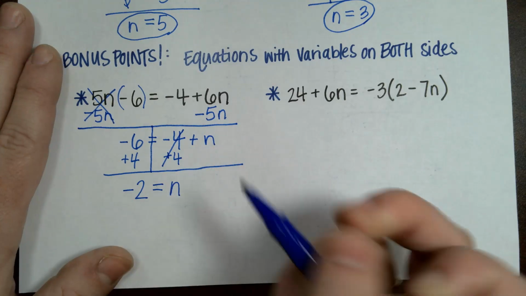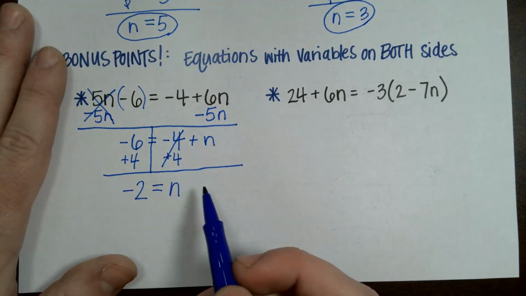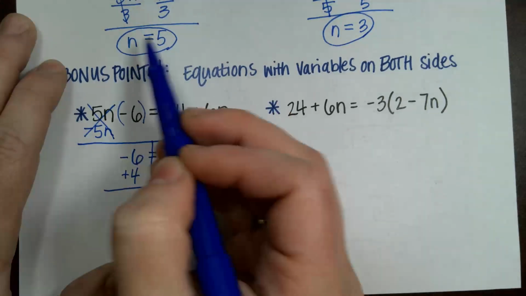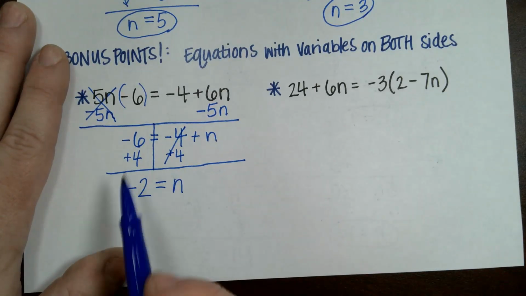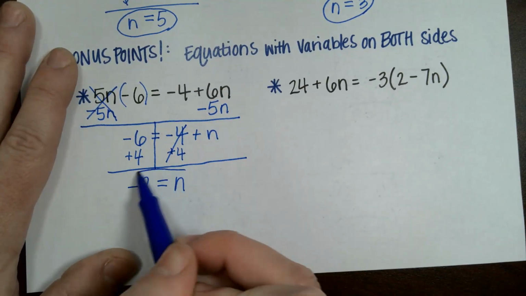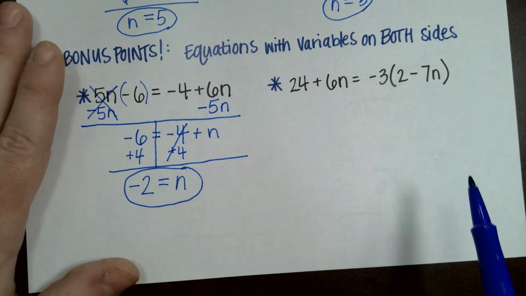That's your answer. Even though n is on the right side of the equation now instead of the left like we're used to, this is still the answer. This is correct. N is negative 2. So we circle it, and that's it.